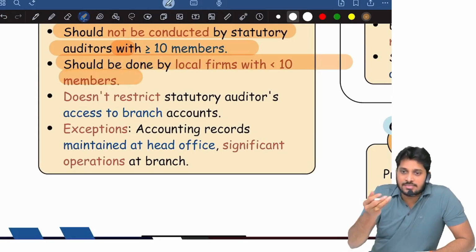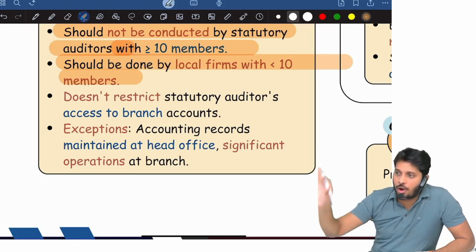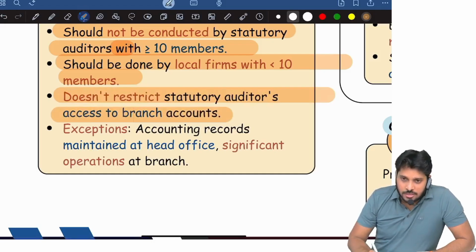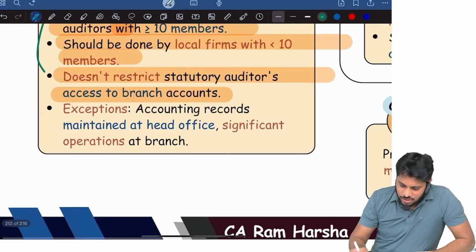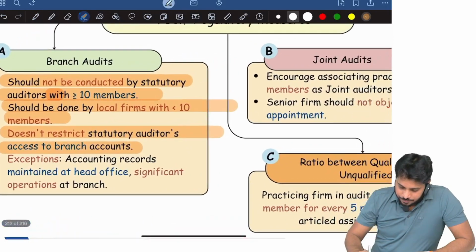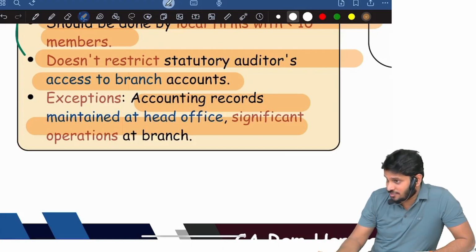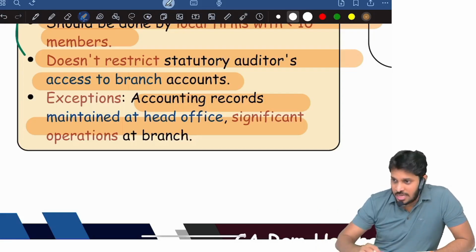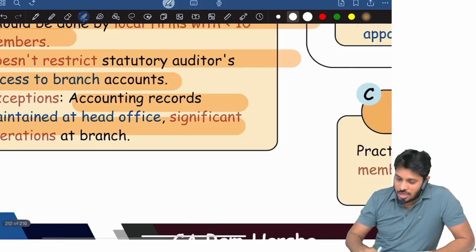So you should encourage the client to appoint an auditor separately for branches, where the auditor will be a small firm. Next, you should not restrict the statutory audit just because of this requirement; there is no restriction on the statutory auditor to visit the branch. That's it. However, branch audit is not possible if accounting records are maintained at head office. Obviously, branch audit is possible only when the branch is maintaining separate books of accounts. If there is centralized accounting, the branch audit concept itself is not possible.